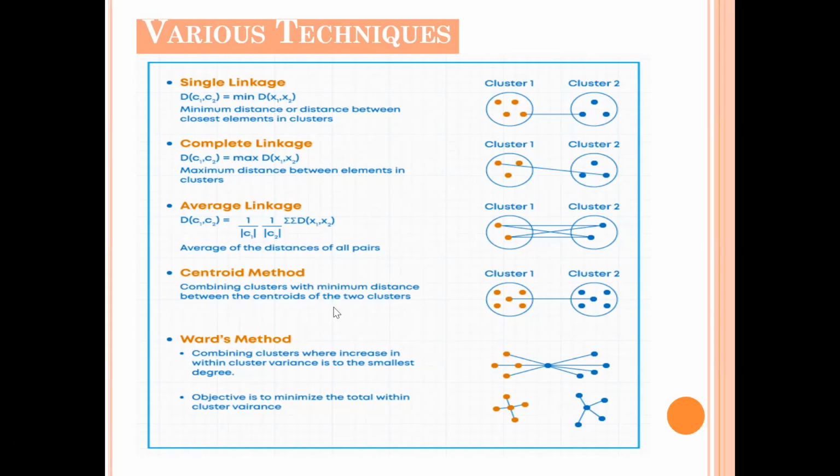Now, the centroid method. In this centroid method, let's say we have two clusters, and each cluster has a centroid. Now we will find the distance of the data points from that centroid, and then that data point will belong to that cluster. So that is the centroid method. And finally, Ward's method. As I told you, Ward's method analyzes the variances among the clusters. The objective of Ward's method is to minimize the total within-cluster variance.